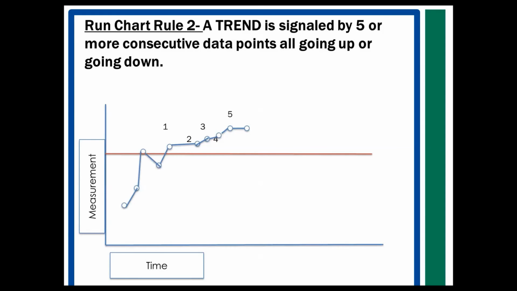Run chart rule number 2 talks about a trend. And a trend is signaled by 5 or more consecutive data points going in one direction. And in this case, which I'm looking at the example now, they happen to be all above a median line, so I'm not exactly sure that is correct. So I'm going to apologize that this might be a poor graph, but the evidence of 5 data points all moving in the same direction would be evidence of a trend and something that you would want to investigate, either through looking at what activities have been occurring during that time frame.